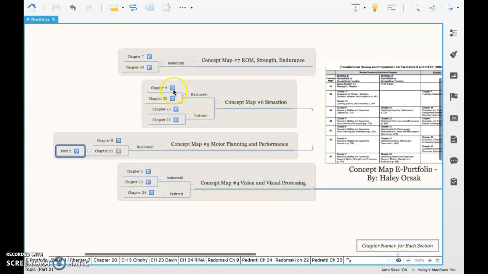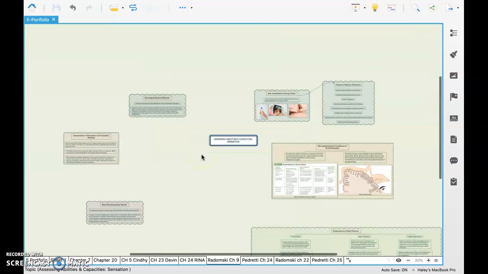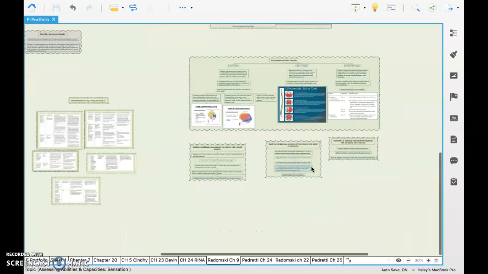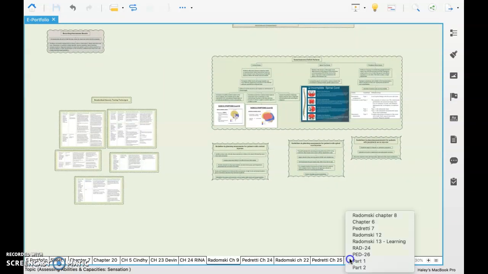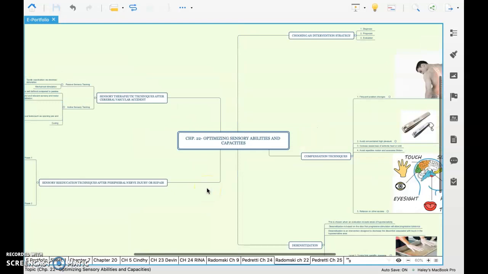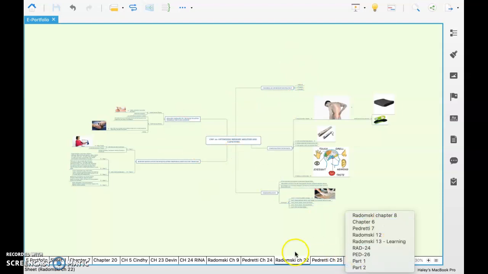Moving on to sensation, so chapter 9. Again, this one, I like the little boundaries. It keeps everything in its own little place. You know what you're looking at, you know what goes with what, so it's really nice. And I liked the added visuals on this one as well. For chapter 22, honestly, I chose this one because it was short and sweet, and I think that it covered the information well in a concise manner.